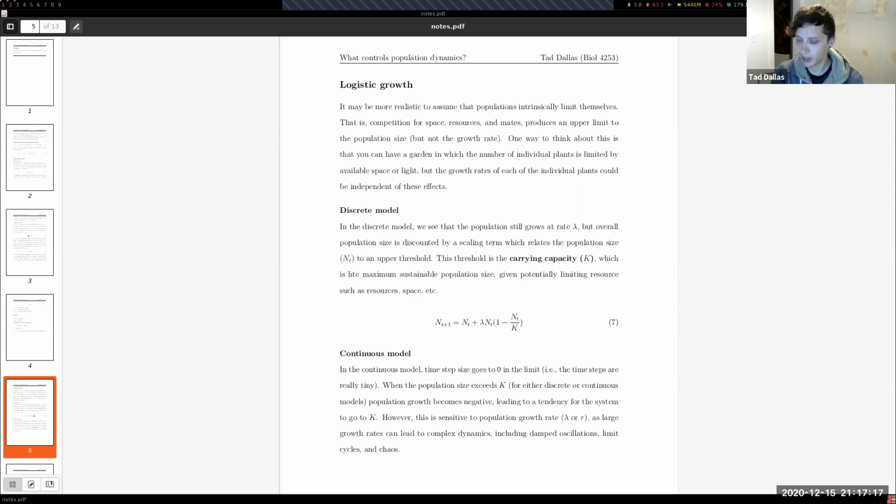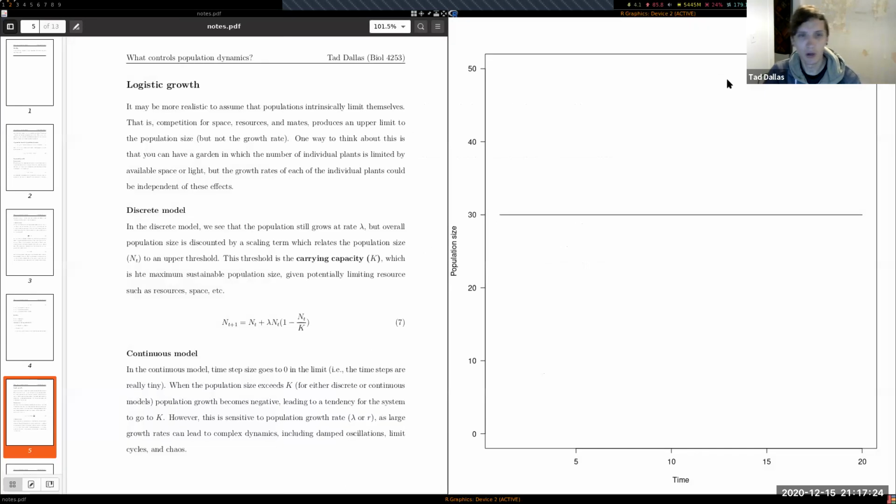All right, so we're going to look at this over 20 time steps. And this is what happens. Okay. Start with a population of 30 individuals. We follow them over 20 time steps, and this is the situation where lambda is equal to 1. So nothing's changing. Carrying capacity is also 30. So the population is at carrying capacity.